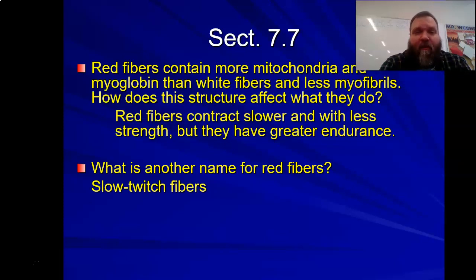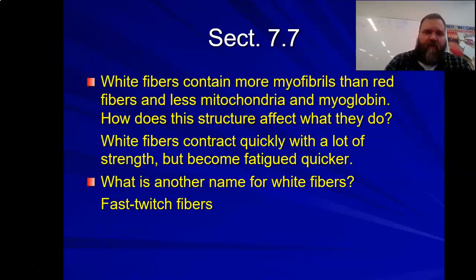Red fibers contain more mitochondria and myoglobin than white fibers and fewer myofibrils. How does this structure affect what they do? Red fibers contract slower and with less strength, but they have greater endurance. What's another name for a red fiber? It's called a slow twitch fiber. Slow to contract, less strength, greater endurance. Red are slow twitch fibers.